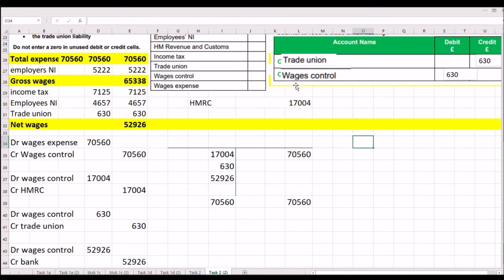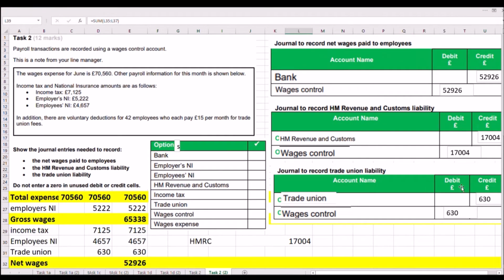Do we now go and put the answers in? No, we don't. We now produce our T accounts for the wages control. Here's the wages control T account. Put the numbers in from your journals and check that it balances. If it balances, so that the carry down is zero, then you know you've got the right figures. And these are then your journals, and now you drop them into the answer. And there's the answer there. Okay, so that's how to do this wages control question, and also how to get 12 out of 12 every time without ever going wrong.